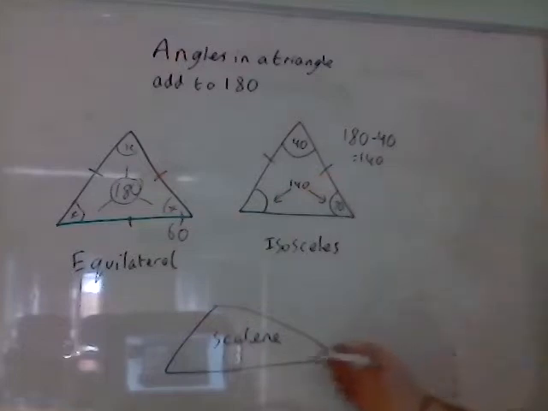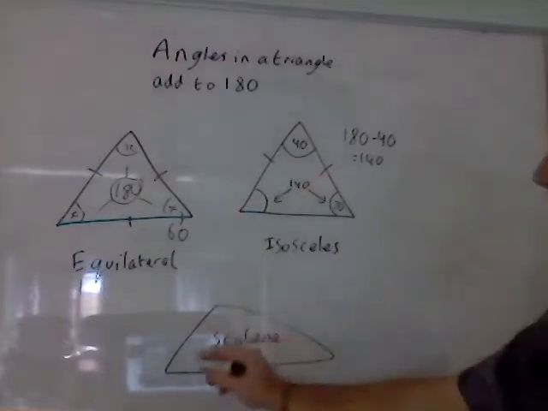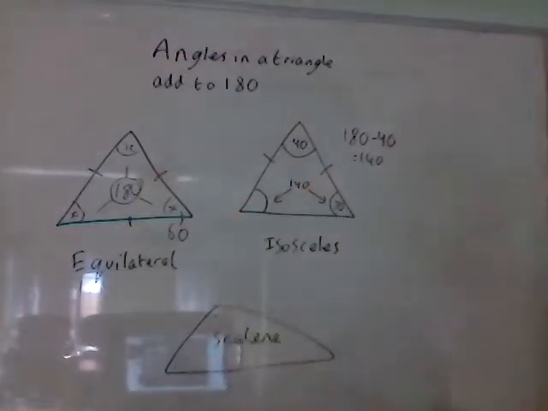So our last type of triangle is a scalene. Now none of the angles and none of the sides there are equal, so if a question comes, they may give you two of the angles. You can add them up and subtract that number from 180, and that will give you the last one.